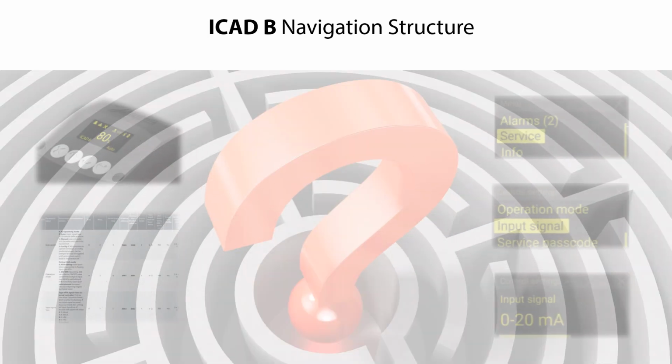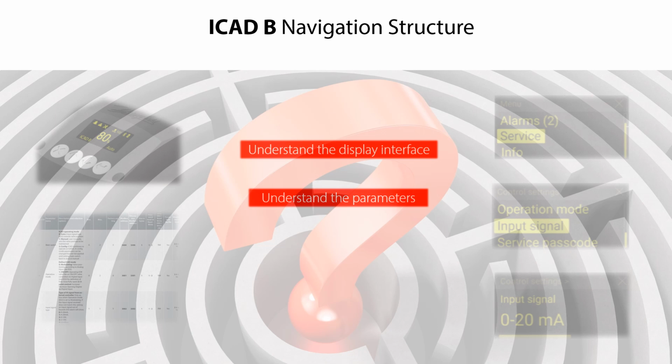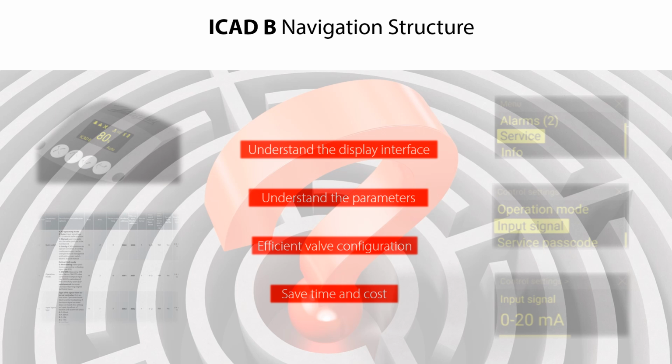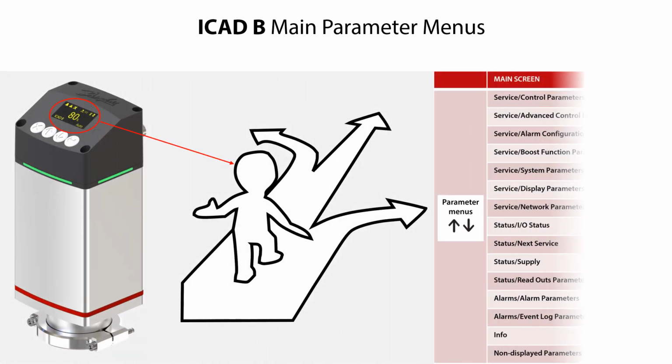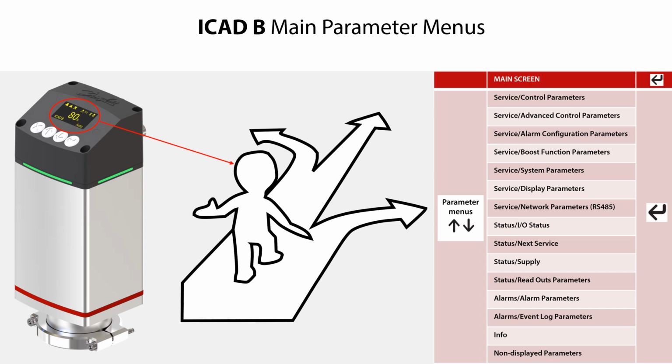Let us now look at the ICAD B navigation structure to better understand how to use the display interface and understand the ICAD B parameters. This will efficiently support you in doing the valve setup and configuration, saving your time and cost. In this navigation structure, you find the main parameter menus given for the ICAD B as specified here in this overview, which is based on the parameter list in the ICAD B user guide.